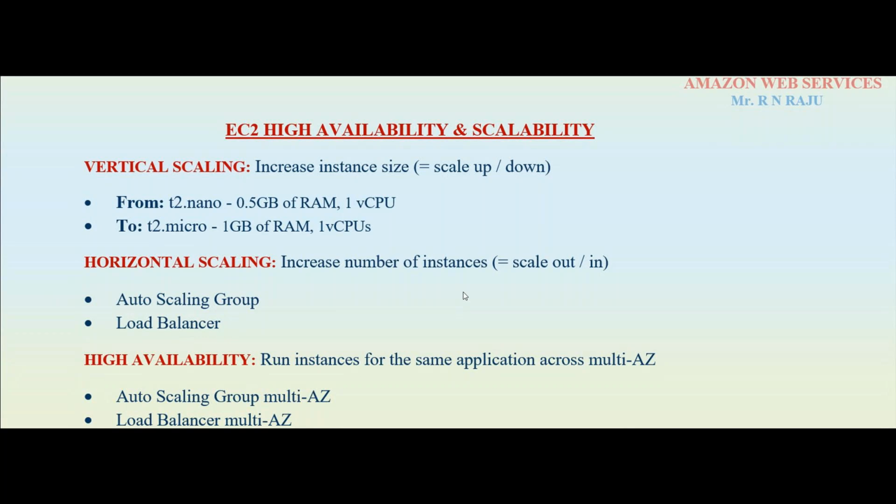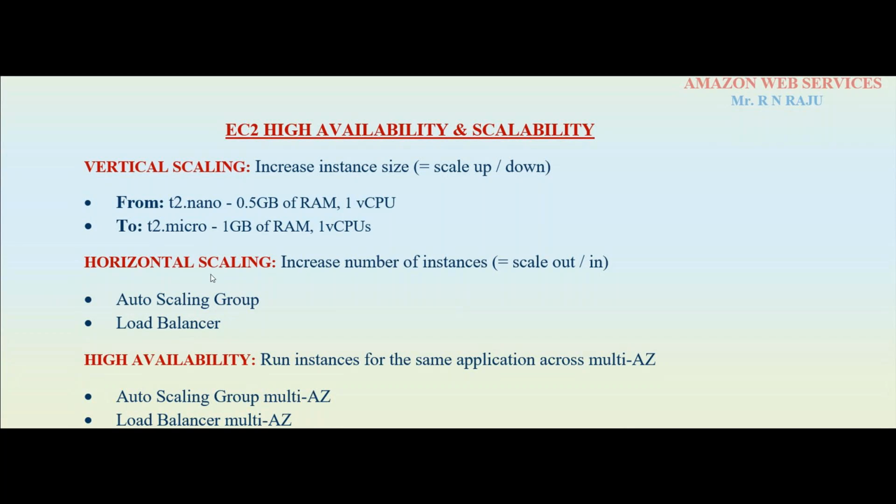So run instances for the same application across multiple availability zones. If you maintain instances in multiple availability zones, even if one instance or one zone fails, the second and third availability zones offer you availability. That is called high availability. So these three are the capabilities under EC2 high availability and scalability.